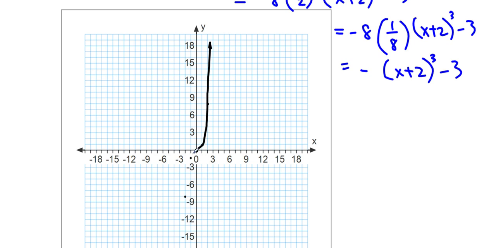And with our graphs, we want to try to keep them not stretched out, so we want to keep it a 1-to-1 ratio.